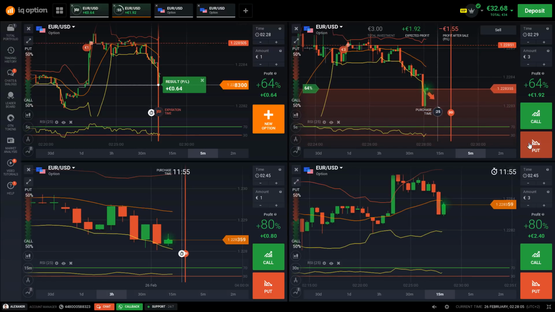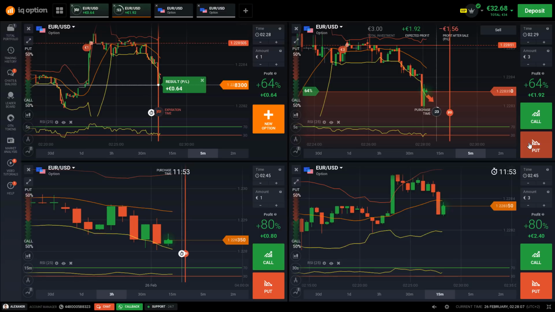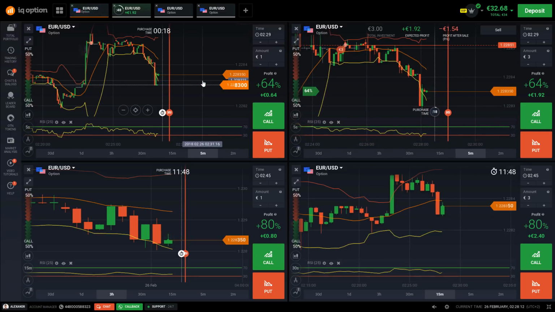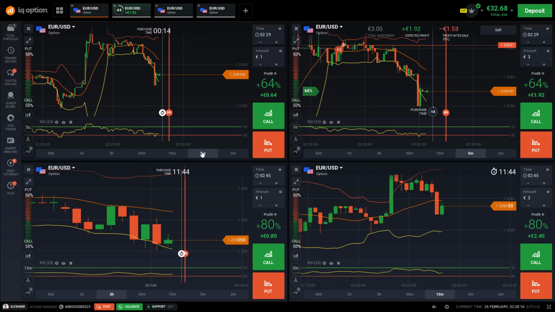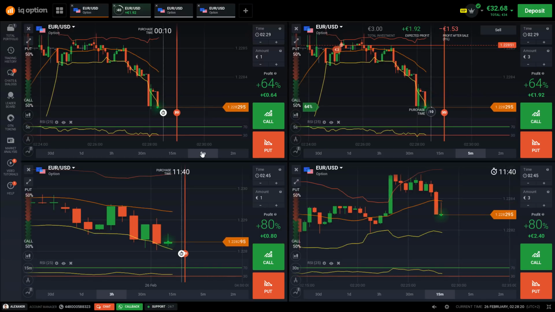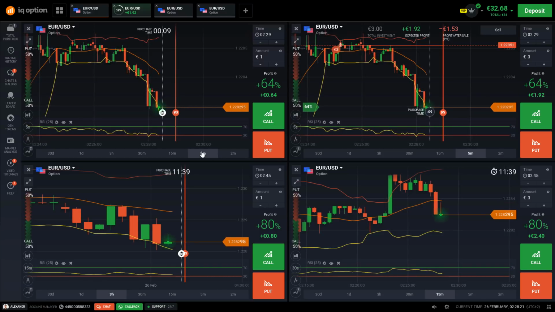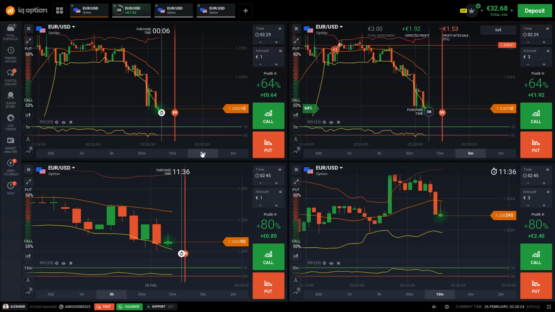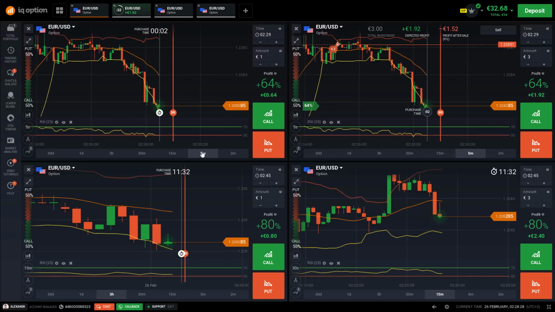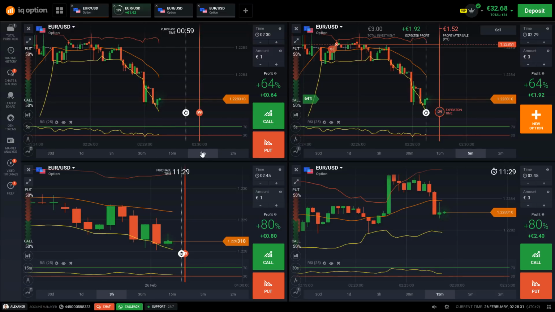Okay, that long red probably secure for the right top trade as well. So the general trend is still for the red.